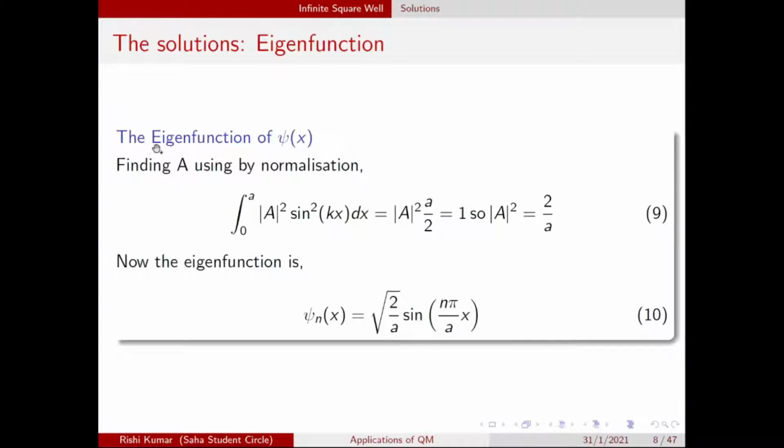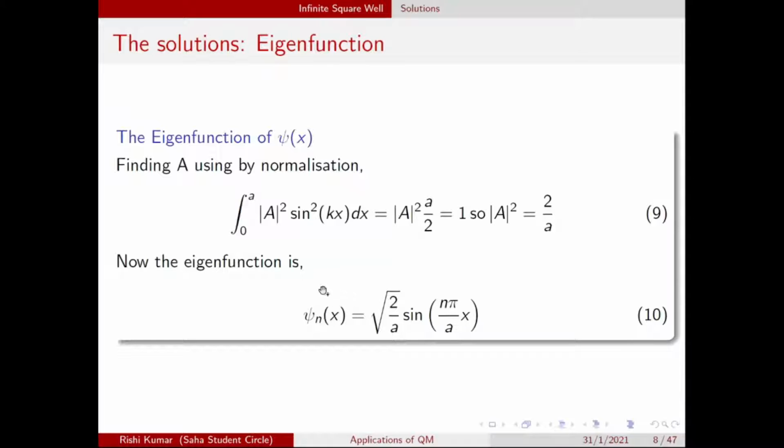And so now we begin to find the eigenfunction psi of x. We can find A by using normalization, which is simply the integral of modulus of A squared sine squared kx dx, which is again the normalization condition that I said before. Pretty simple. Just using integration here, we obtain the value of A squared to be 2 by a.